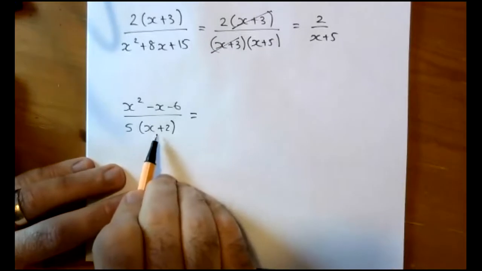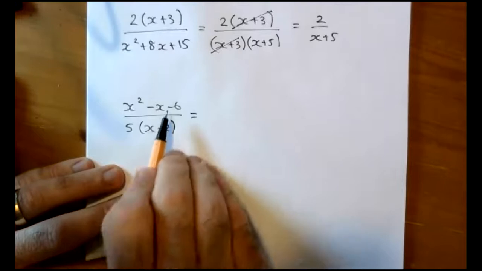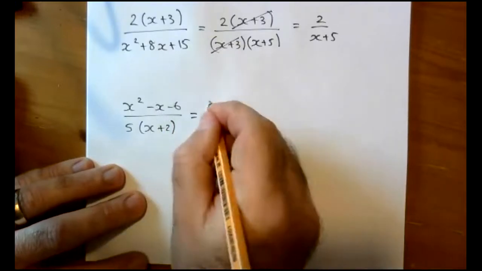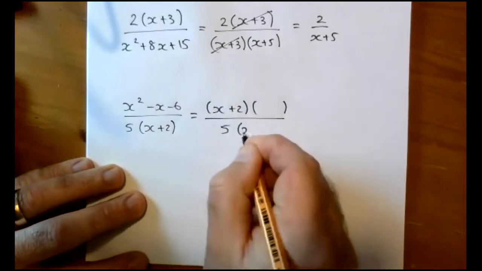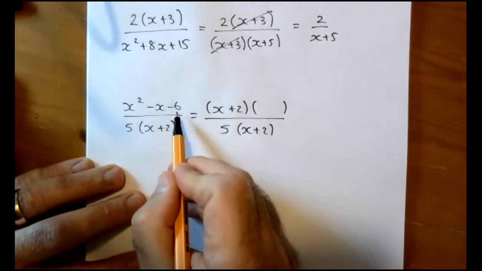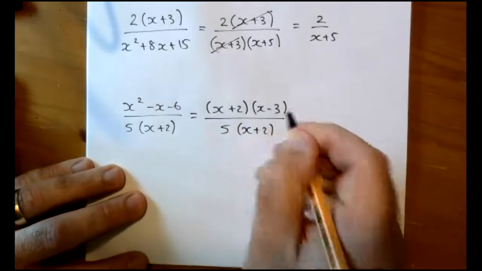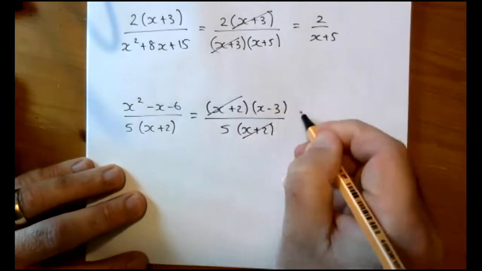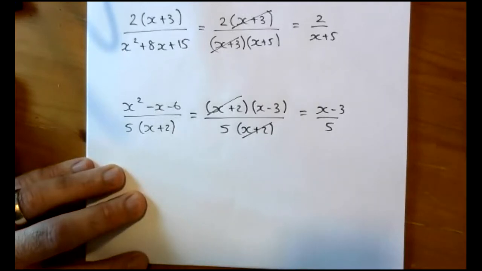Similarly, I know that x plus 2 must be a factor of the numerator. Otherwise, we wouldn't be able to simplify this fraction. So there'd be no question to ask. So x plus 2 on the top, 5 over x plus 2 on the bottom. So what do I have to multiply 2 by to get to minus 6? And what do I have to add to get to minus 1? Minus 3. So now these two can cancel and end up with x minus 3 over 5. Excellent. Please do any corrections you need to do, and then we will move on to the next question.